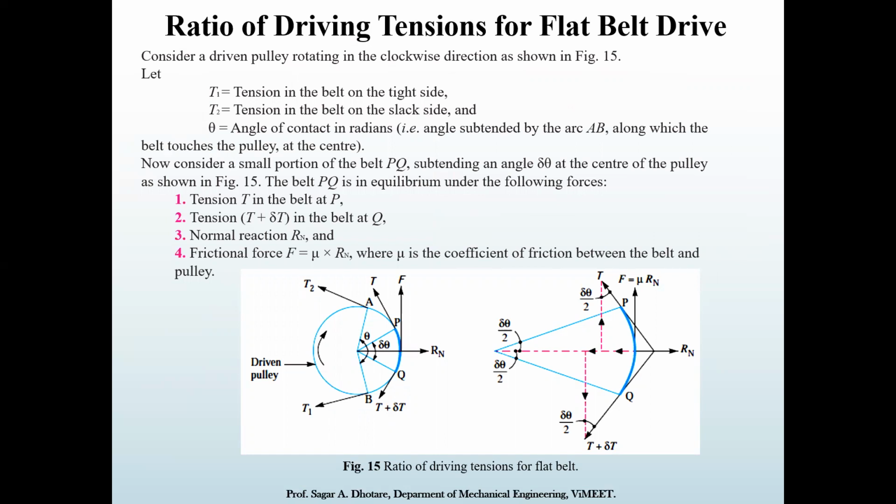Okay, so for equilibrium we need to calculate the forces, and there are four forces normally used. That is the tension in the belt at P. These four points are located there. Then the tension T plus delta T at point Q, then the normal reaction, which is shown in the direction of the center, then the friction force, mu into Rn, which is perpendicular to the normal reaction because of the coefficient of friction between the belt and pulley.